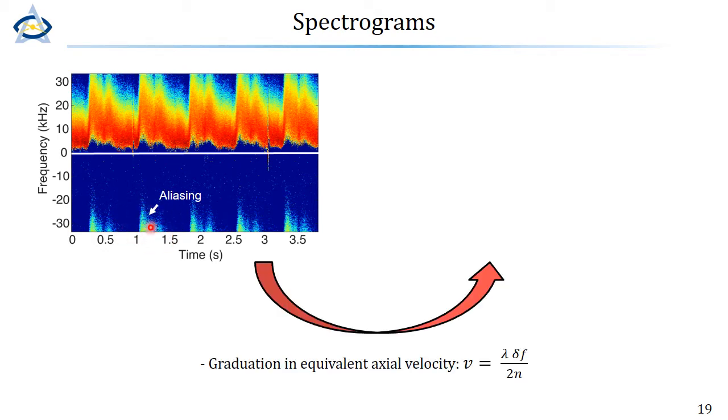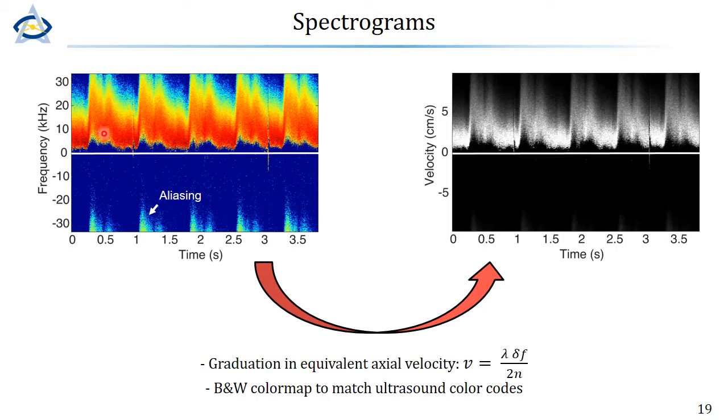Now in this presentation, spectrograms are represented the following way. There is a graduation in equivalent axial velocity, so it means that we consider that the Doppler angle is just what it is for direct backscattering of a vessel that is vertically oriented. And we use the black and white color map to match the color codes of Doppler ultrasound, whether it is for the directional contrast or spectrograms. We do this.